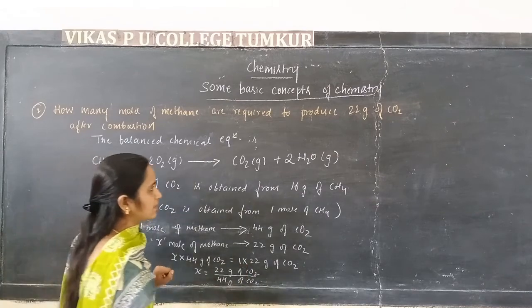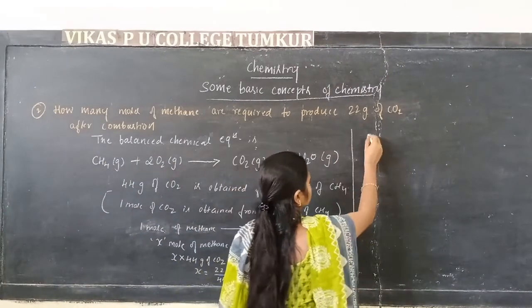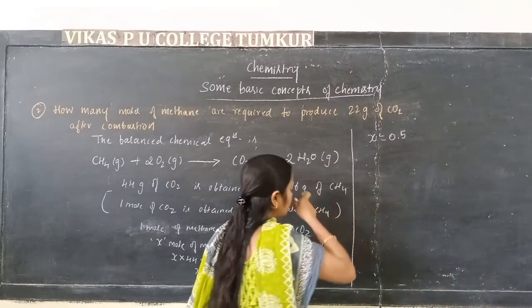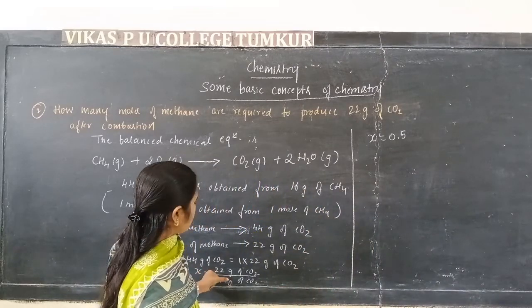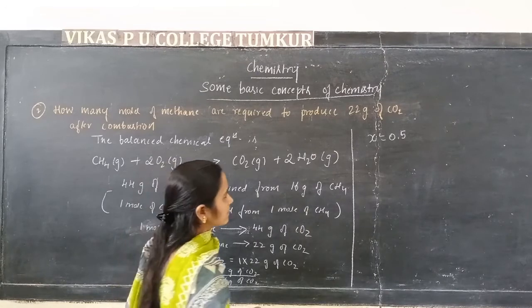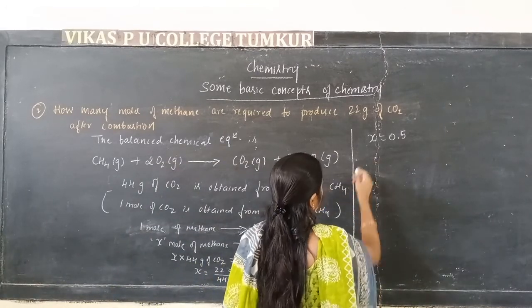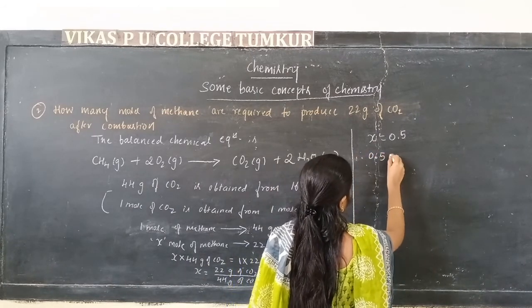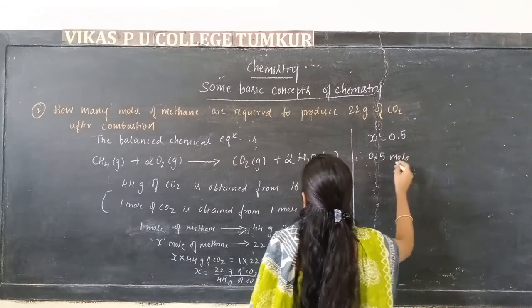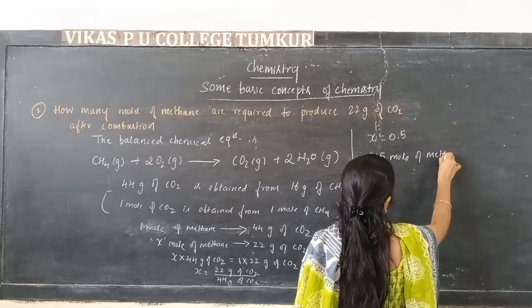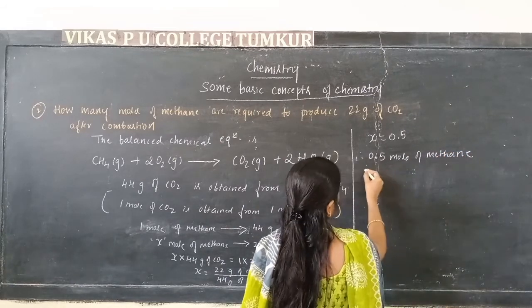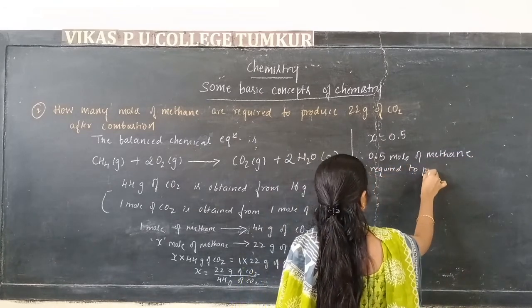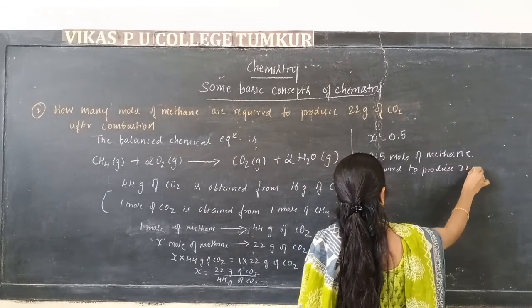Then we get x is equal to 0.5 moles. Then we can say that 0.5 mole of methane is required to produce 22 gram of CO2.